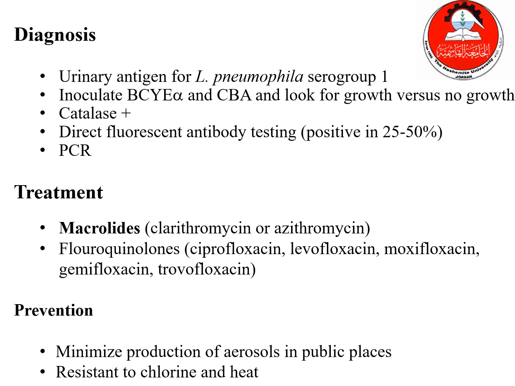How to diagnose infection with Legionella pneumophila? We have urinary antigen for serogroup 1. Also, we can inoculate into buffered charcoal yeast extract and chocolate blood agar and look for growth versus no growth. So we're going to see growth on the buffered charcoal yeast extract versus no growth on the chocolate agar. Also, it's catalase positive, and we can also use direct fluorescent antibody testing and PCR testing in order to diagnose infection with Legionella. The treatment of choice is macrolides, clarithromycin or azithromycin. Also, fluoroquinolones can be a good choice of antibiotic to treat Legionella infection.